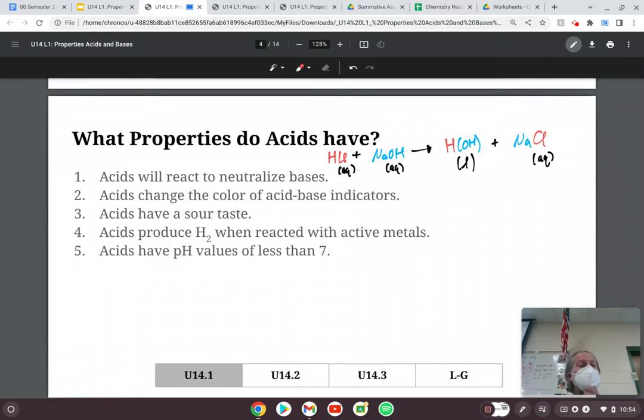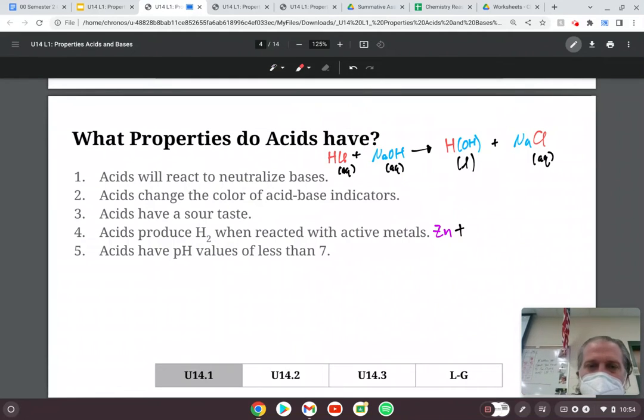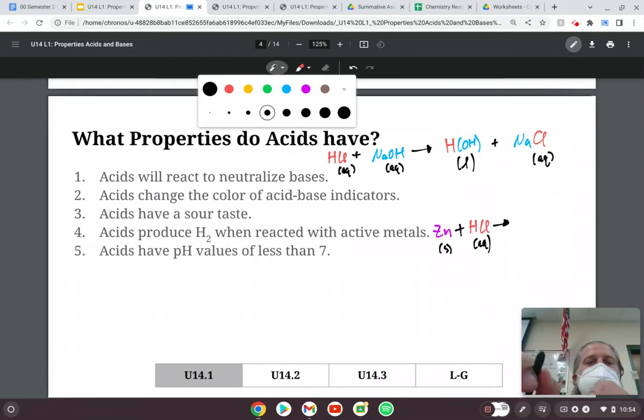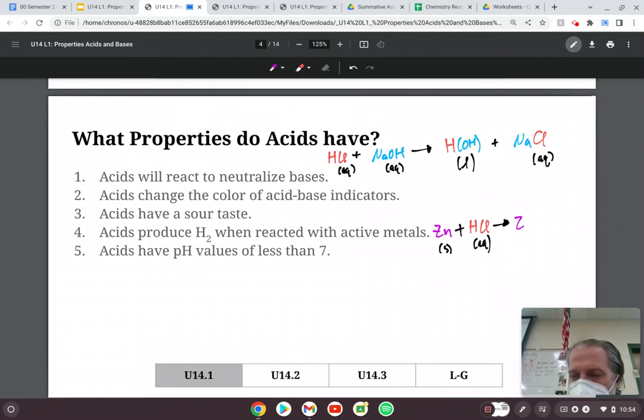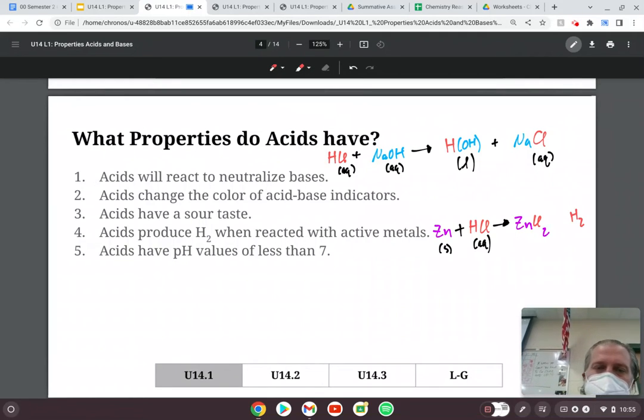Acids produce H2 when reacted with active metals. So an example of an active metal might be something like zinc reacting with hydrochloric acid. That will produce the product, which this is aqueous, and this is going to be solid. Okay, so that'll produce zinc chloride. Okay, and it's going to also produce hydrogen gas.